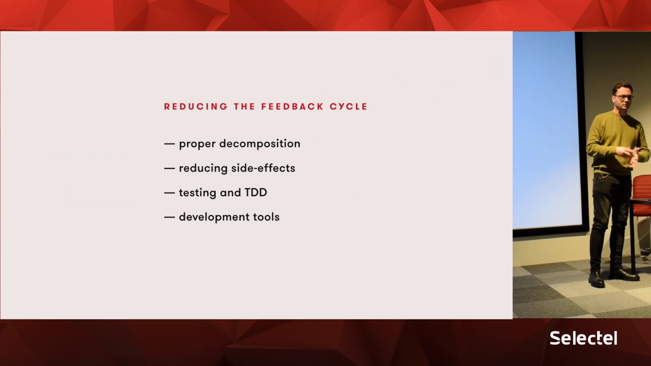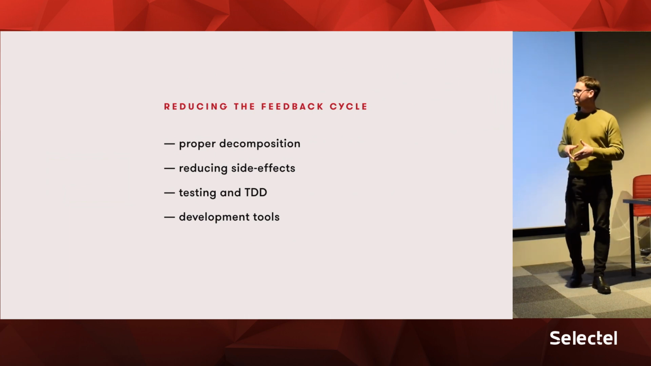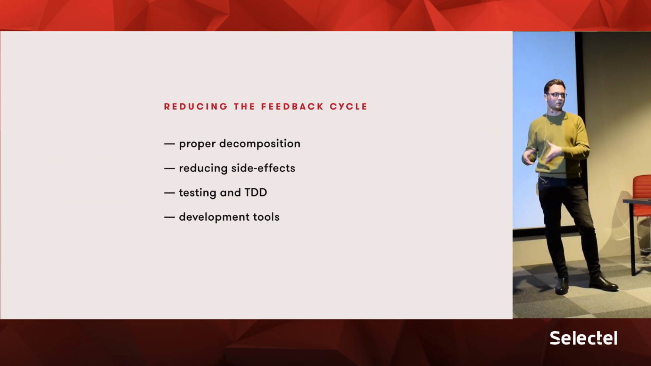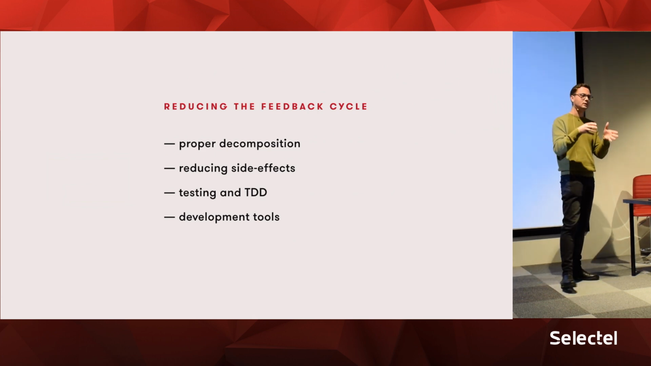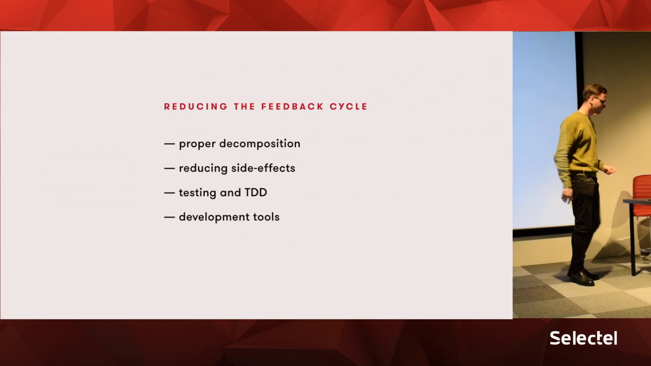And one of the ways we can improve that is with proper decomposition. So basically getting rid of this big function and splitting it into multiple smaller functions, reducing side effects, applying test principles, testing it. So basically trying to reduce the feedback loop.